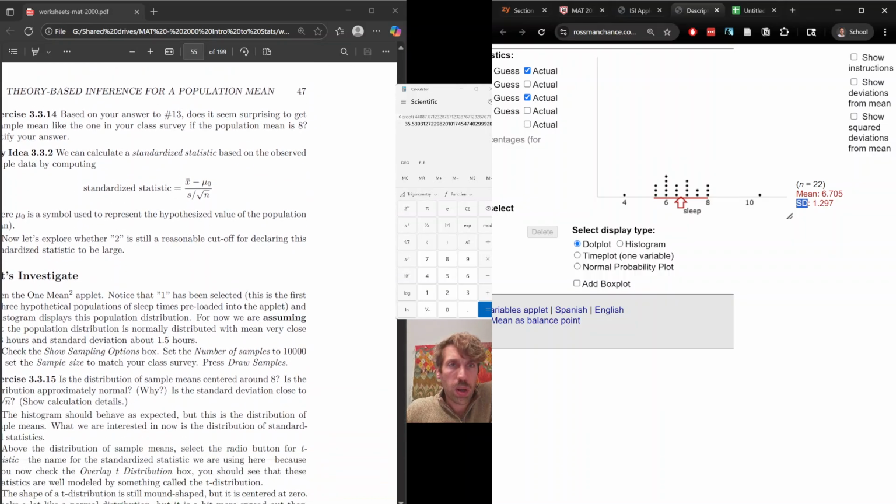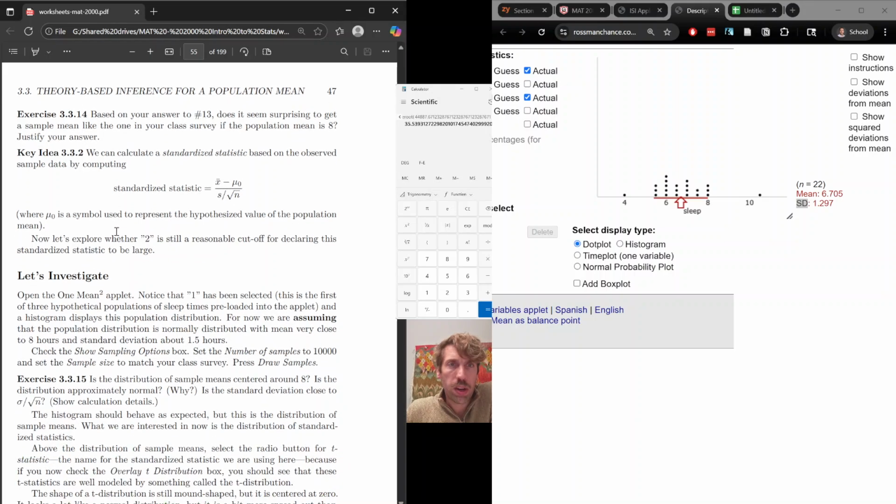Okay, all right, so 14. Based on your answer to number 13, does it seem surprising to get a sample mean like the one in your class survey if the population mean is 8? Justify your answer. By surprising, you should be using that 2 standard deviations argument. Are you within 2 standard deviations of 8 or not within 2 standard deviations of 8? And not population standard deviations, but sample standard deviations, that denominator right there.